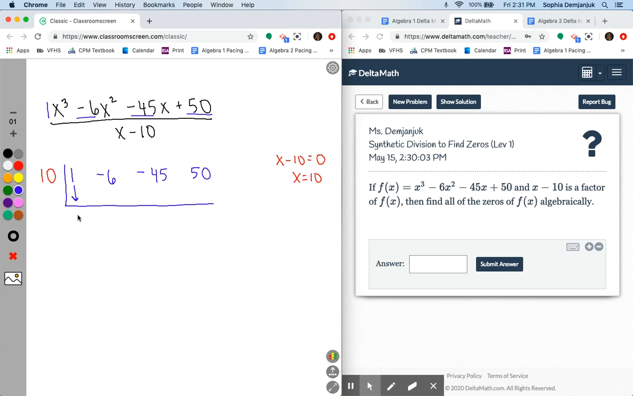Bring down the first number, 1. Everything in the bottom row gets multiplied by 10. So 10 times 1 gives me 10. Add top and bottom, -6 plus 10 gives me 4. Multiply it by 10 to get 40. -45 plus 40 gives me -5. 10 times -5 gives me -50. And we have our remainder of 0 that we want. So this gives me the answer of 1x squared plus 4x minus 5.